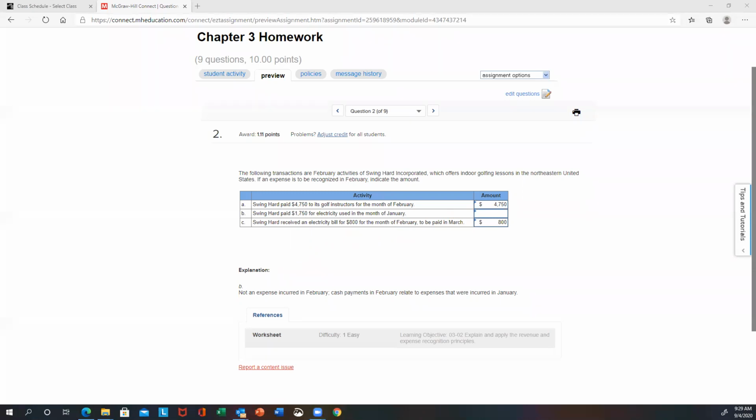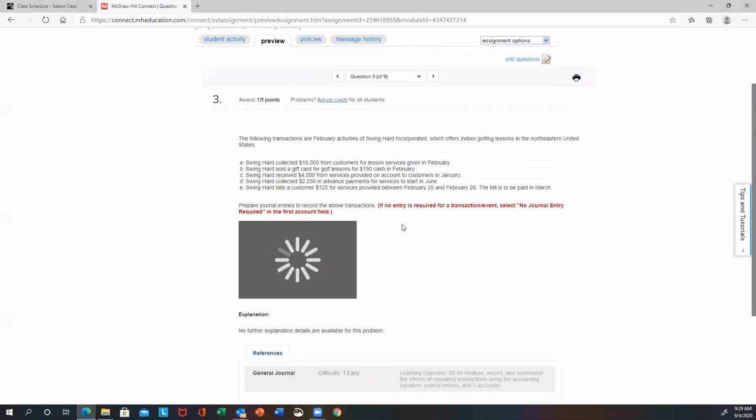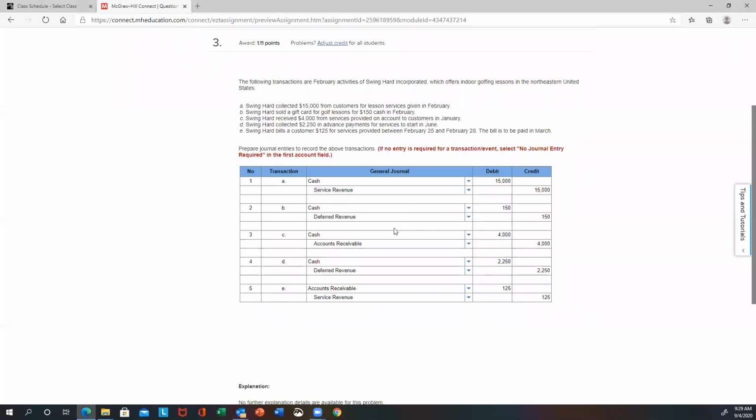All right. Number 3. In this one, they want you to go ahead and write these into journal entries. So here's how you'd recognize cash revenue. You just debit cash $15,000, credit service revenue. On B, because it's deferred revenue, but you've got the cash, you have to debit the cash, credit deferred revenue. C, you've got cash coming in from your credit customer, so that's just taken from your accounts receivable. So debit cash, credit accounts receivable.